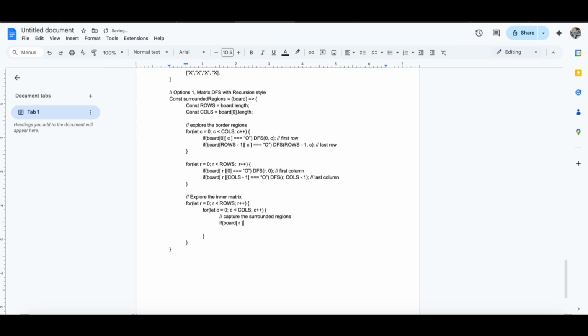If board L C is a region, we need to flip them, right? Both to S. Then else if both LC is temporary, we need to release them by flip them back as region.